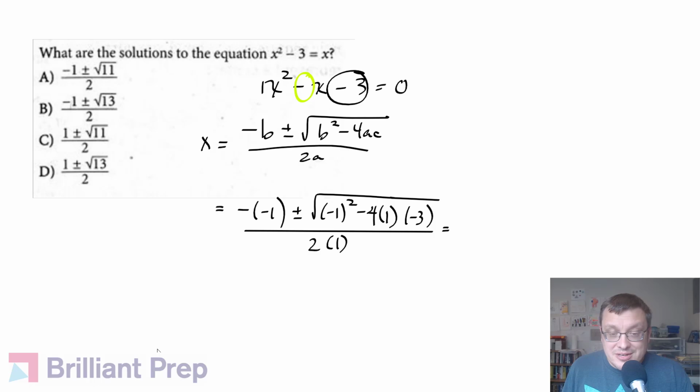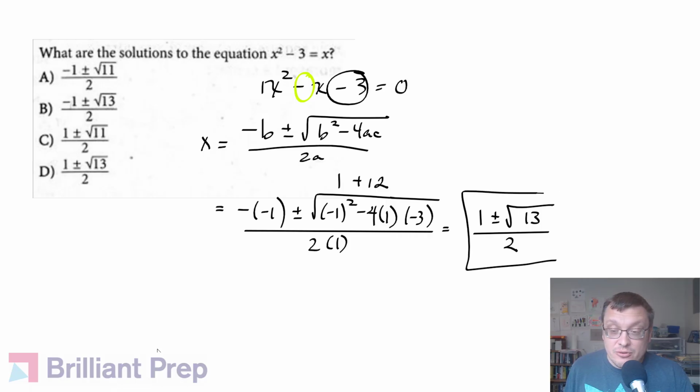Let's clean this up. So negative 1 is positive 1. Now over here, we're going to get 1. Careful with the signs. 1 minus 4 times -3. 1 minus -12 is 1 plus 12. So we're going to get square root of 13 and then 2 on the bottom. Now in this case, we don't have to do any simplification. It's as simplified as it's going to get. And this gets us choice D, which is correct.